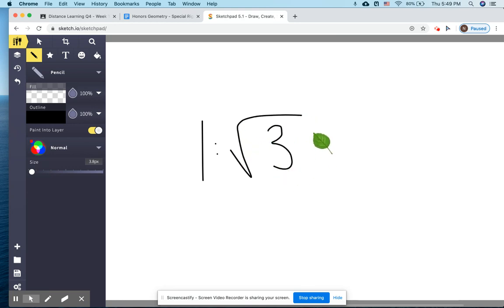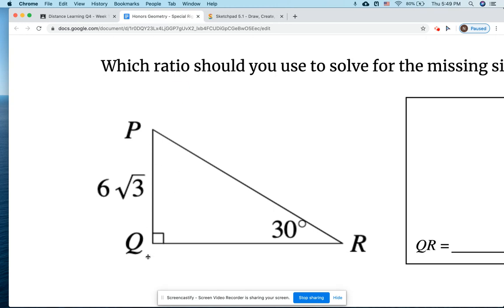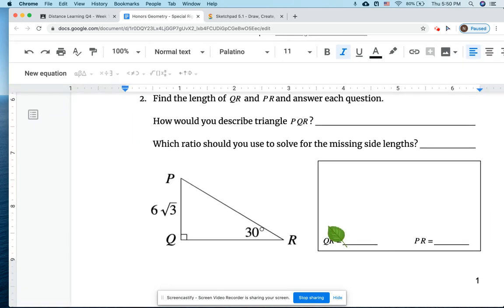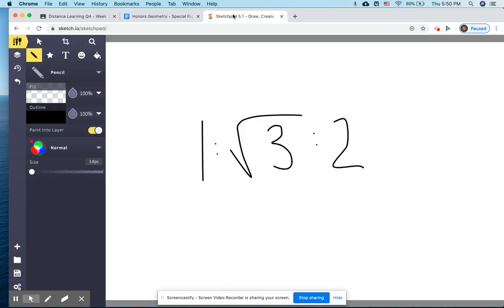And that means to go from the short leg to the long leg, we multiply the short leg length by root 3. And to go from the short leg to the hypotenuse, we multiply the short leg length by 2. Okay, so how do we find QR? Well, we're going to take 6 root 3 and multiply by root 3. So I'll do that with you.